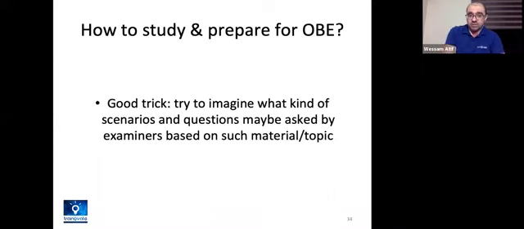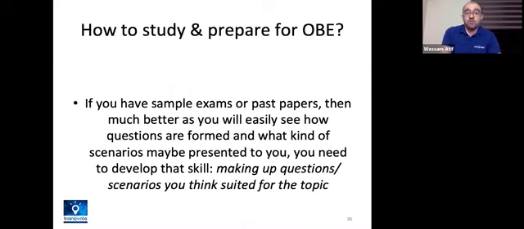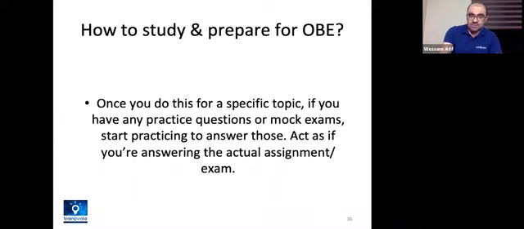A good trick now to do is try to imagine what kind of scenarios and questions may be asked by the examiner based on such material topics. So as an adult student, you need to always develop that skill. When you're reading the material, try to think, how could the question be like? What kind of scenario could they give me in this kind of situation or this kind of material? And try to work this way. But of course, if you have a sample exam or past papers or something of that sort, then it is much better because you will easily see how the questions are formed, what kind of scenarios may be presented to you, and you need, as I said, to develop that skill.